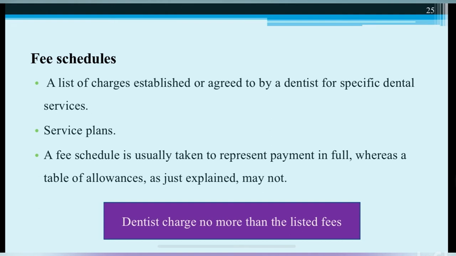But in fee schedules, he cannot charge the extra amount from the patient. See, here also the list of charges is established beforehand. As in table of allowances. I hope you are getting the difference between table of allowances and fee schedules.